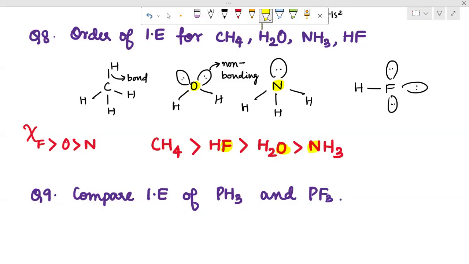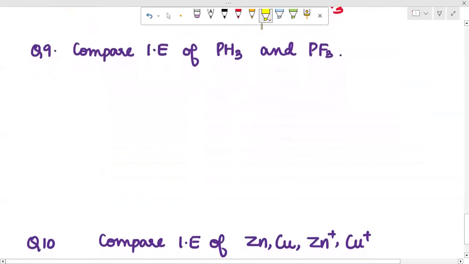So can you see how questions are framed? It's not just from the definition. There are a lot of other concepts as well. So if question 8 is clear to you, please try question 9.